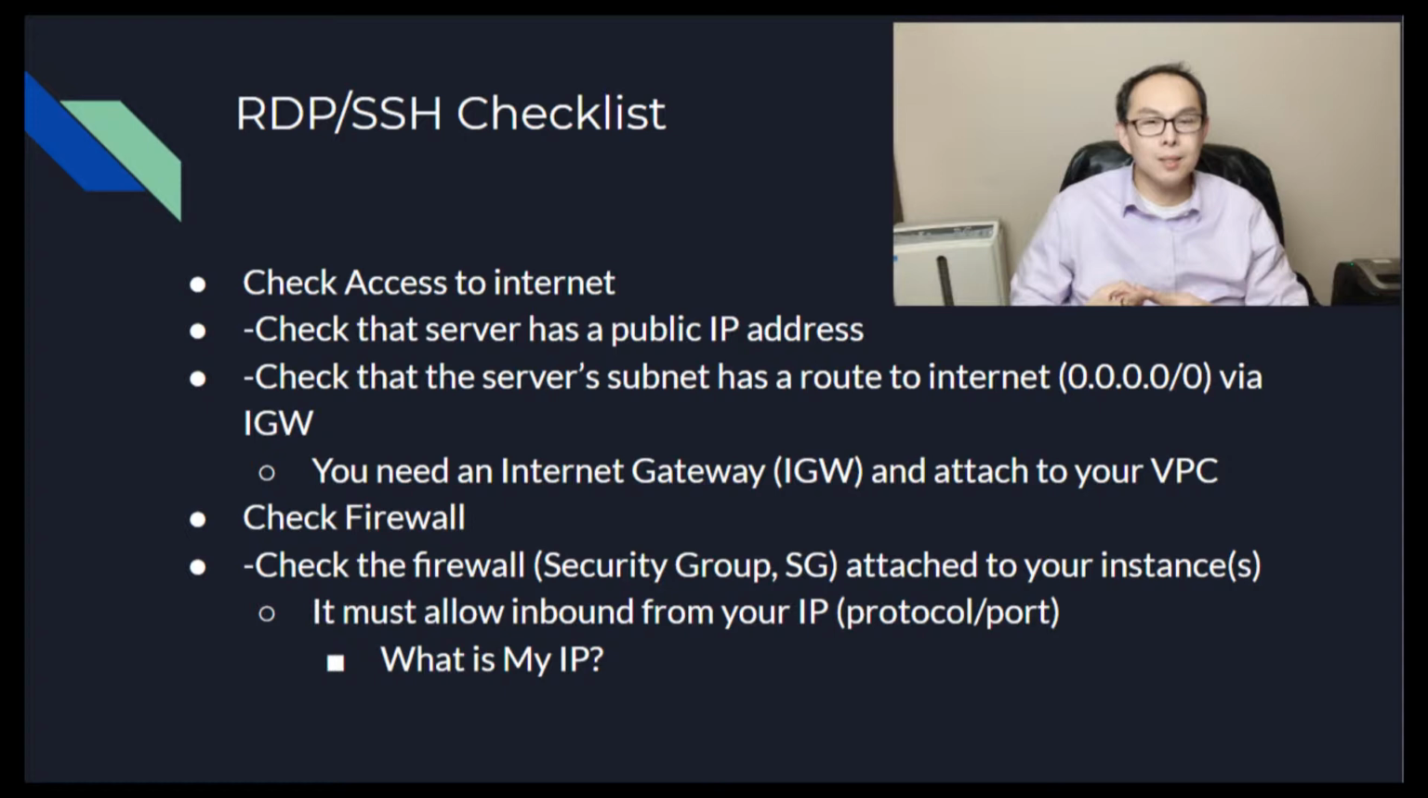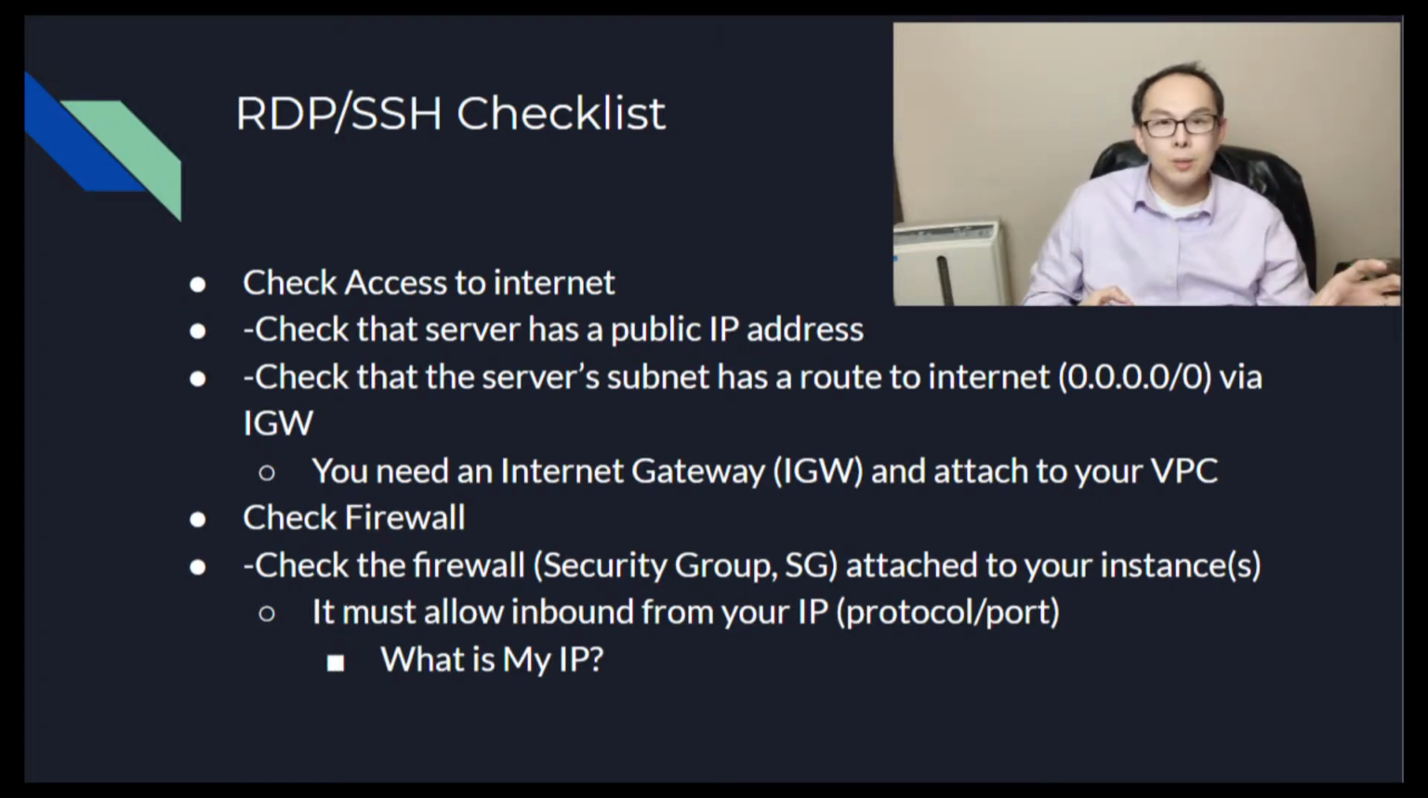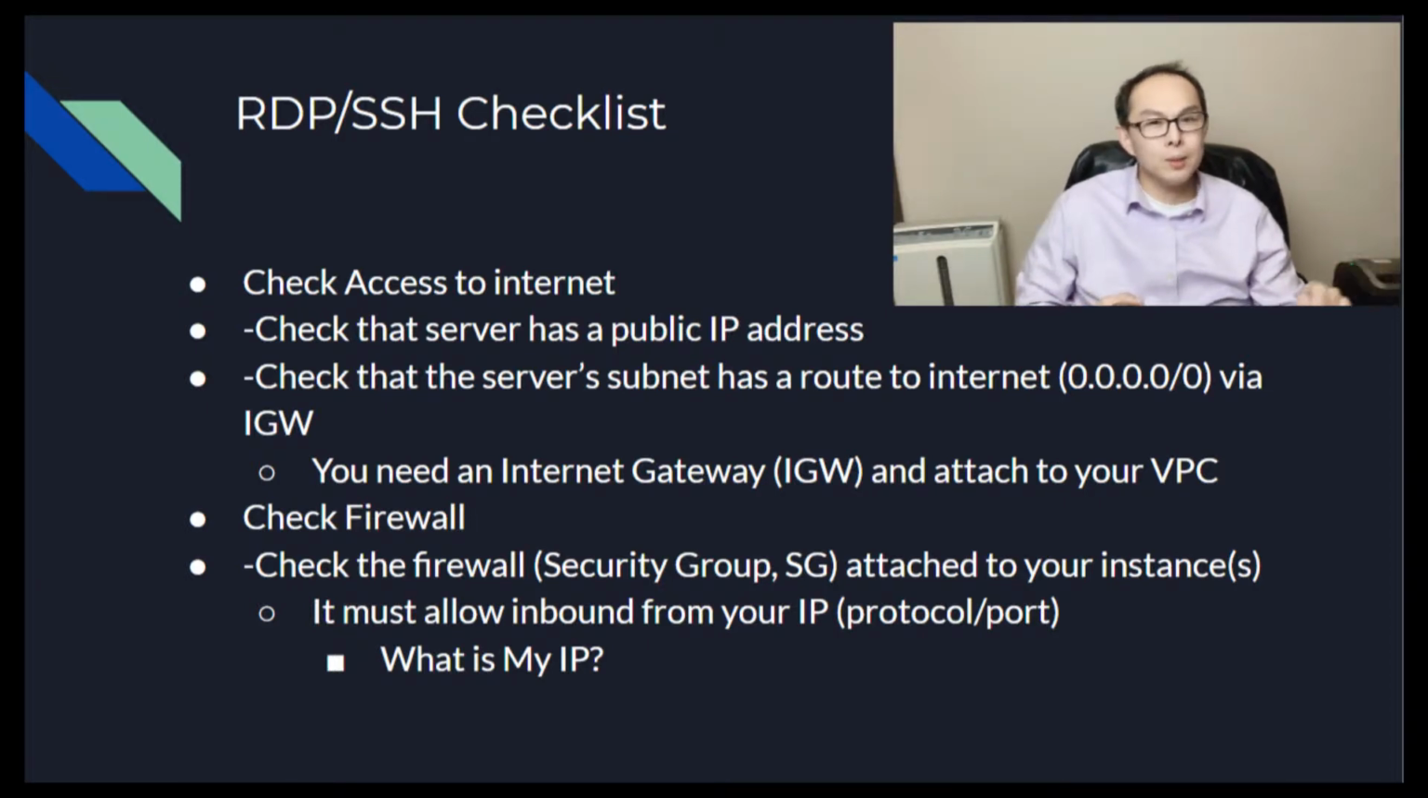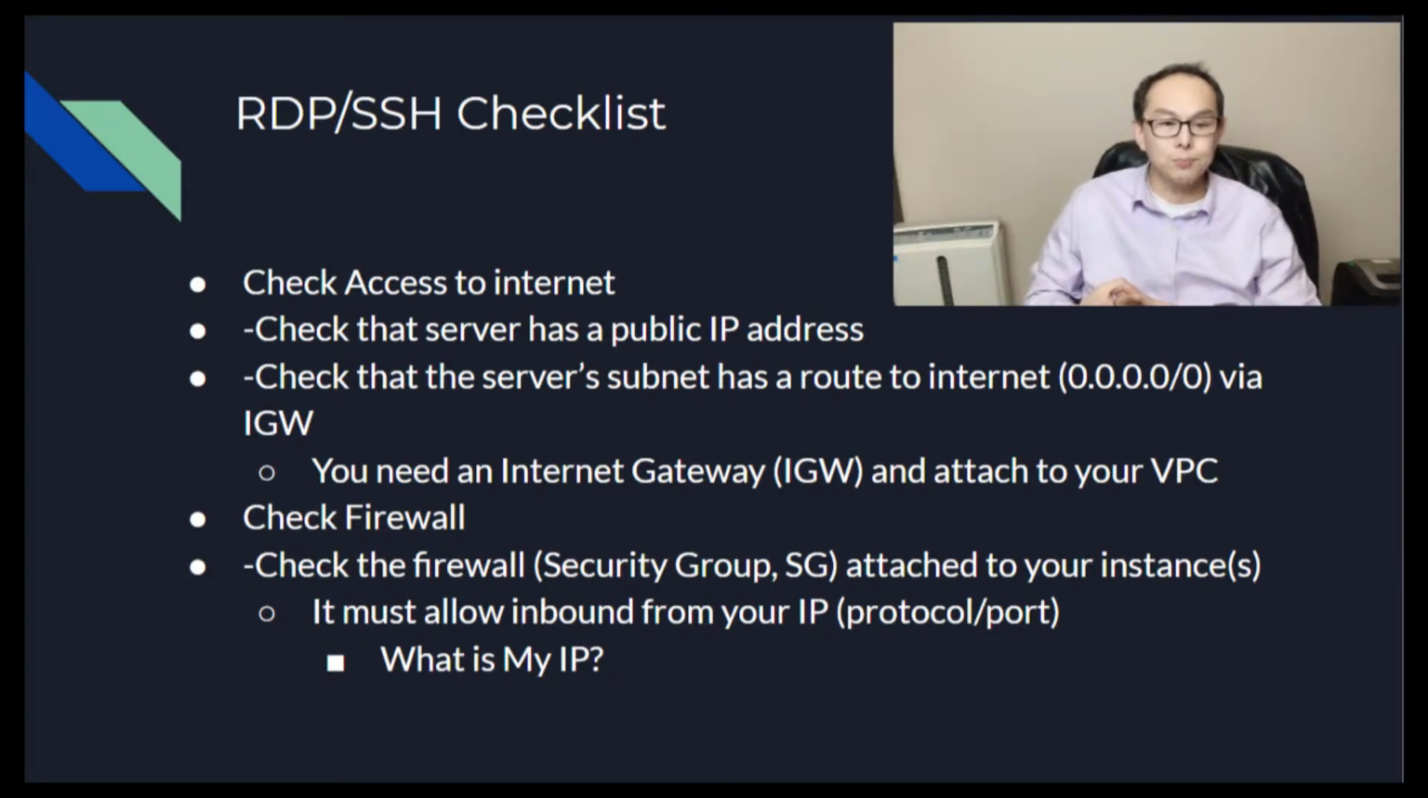So basically, the subnet that the EC2 resides in has to have a route to 0.0.0.0/0, right? And then the gateway should show as the internet gateway. Normally it's gonna have something like IGW, that stands for internet gateway. So if you don't have an internet gateway created and attached to your VPC yet, you're gonna have to create that first. Okay, so that is to make sure that the EC2 has access to the internet.